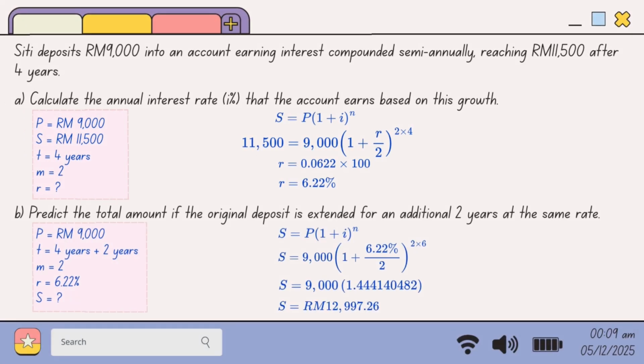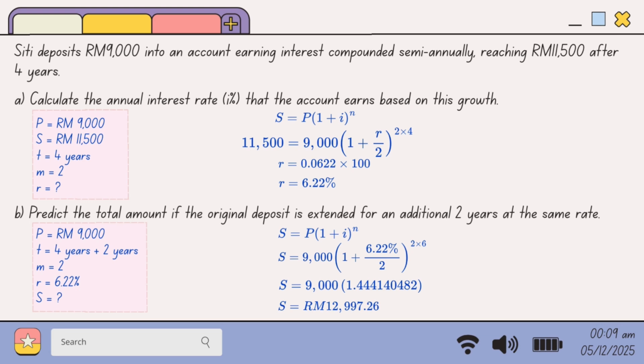Next, we will continue with question 3. Siti deposits 9,000 ringgit into an account earning interest compounded semi-annually, reaching 11,500 ringgit after 4 years. 5a. Calculate the annual interest rate that the account earns based on this growth. The principal is 9,000 ringgit, meanwhile the future value is 11,500 ringgit. The time is 4 years, and the question says it was compounded semi-annually, which makes the M 2.